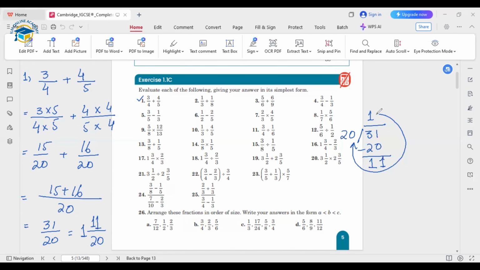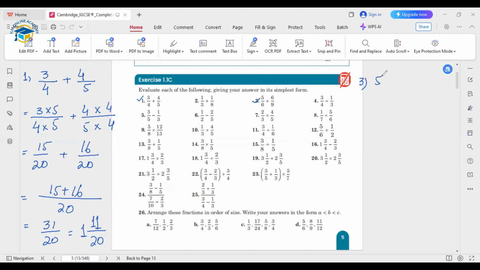So just remember that you need to go clockwise, and every number you need to pick up one by one to write that number into mixed number form. Okay, so this is your question number 1. Let's see one more question in which we can make the denominator similar. Let's go on with question number 3.